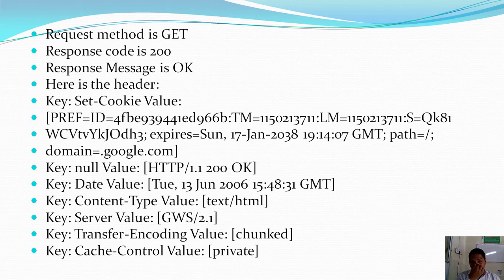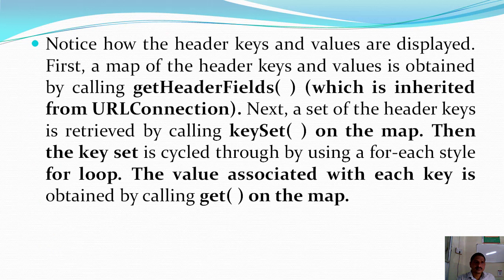Here is the output for this sample example. First we can see the output. Request method is GET, response code is 200, response message is OK. Here is the header: key Set-Cookie with value, domain, key null with value HTTP/1.1 200 OK, date, content type, server, transfer encoding, cache control values. Like this, output will be displayed on the screen.